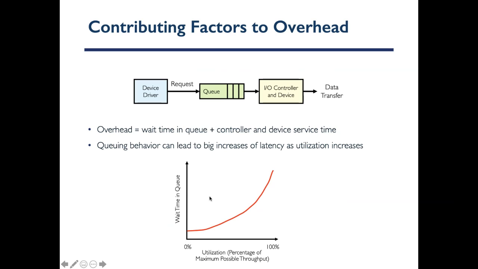Here is a graph showing a strange behavior that you usually see in systems like this, where you have a queue. In this figure, to understand it, on the x-axis I have the utilization, which I'm going to define as the percentage of maximum possible throughput.